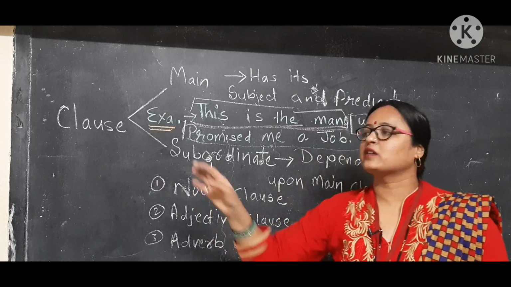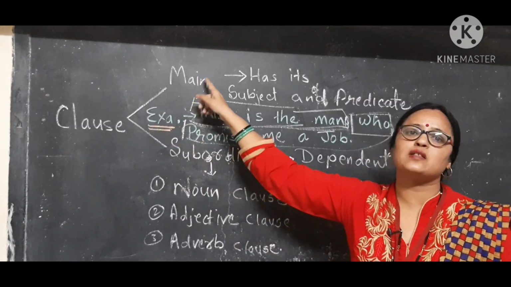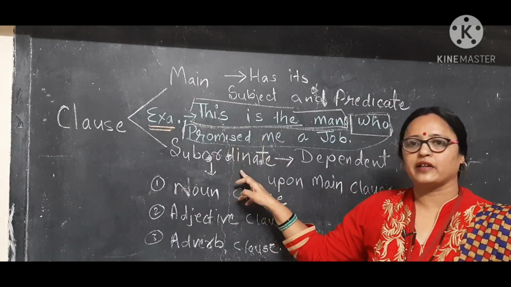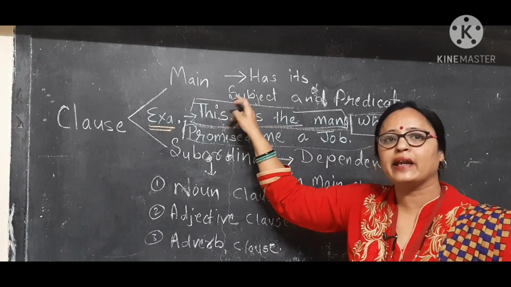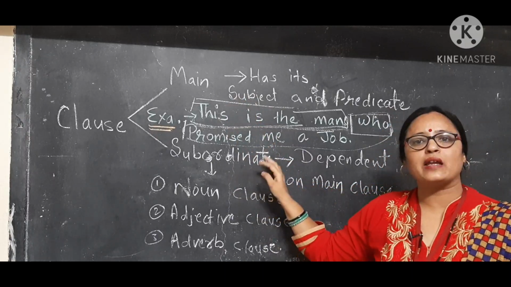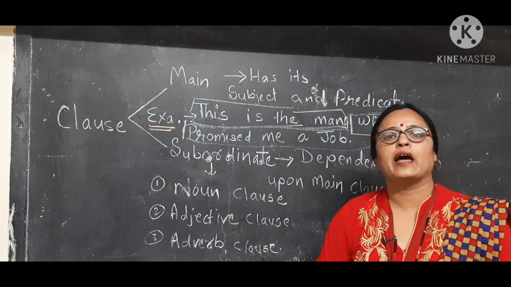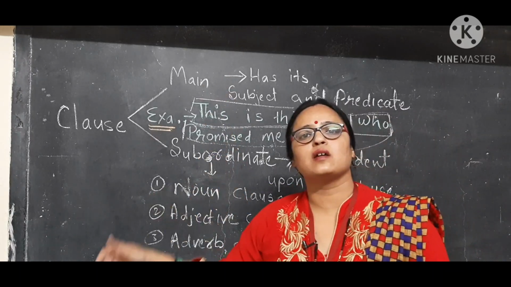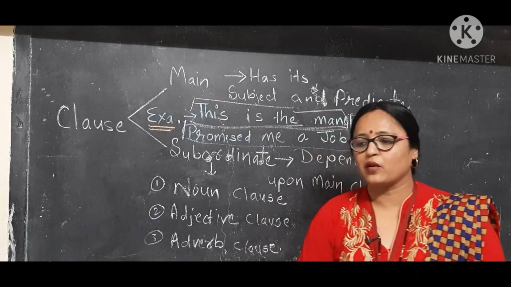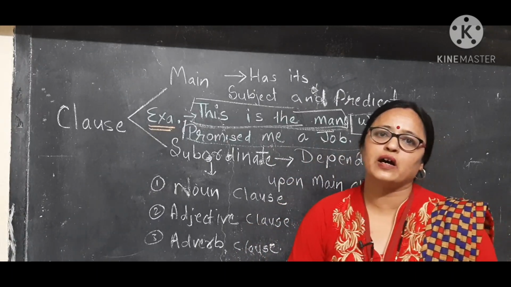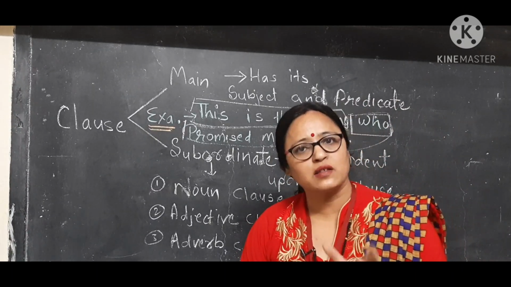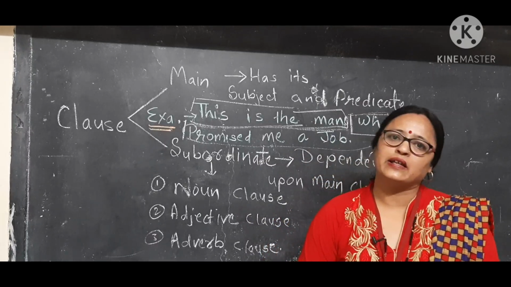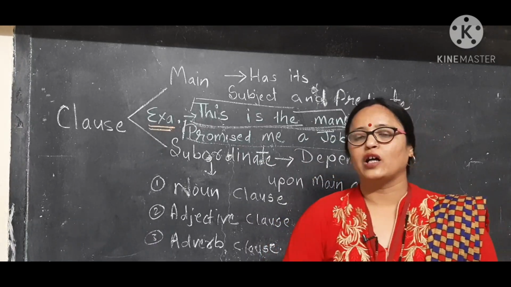Again I am telling you that a clause has two parts, main clause and subordinate clause. Main clause is independent, subordinate clause is dependent on the main clause, and the word which joins them is the subordinator. So I hope now you can identify both the parts and the subordinator in any statement. So all the best for that.